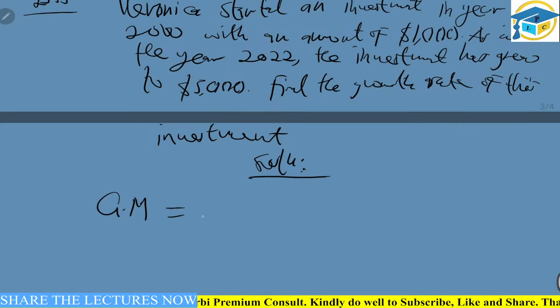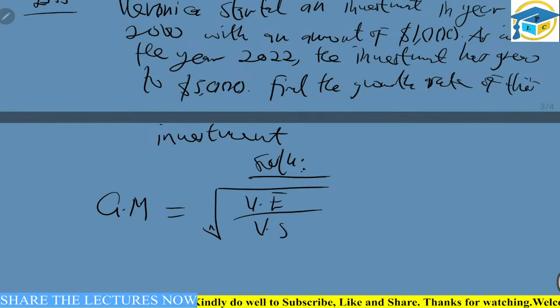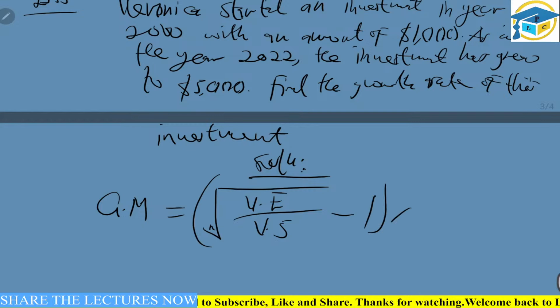So that will mean that for us to find the solution, it should be equal to the nth root of the value at the end divided by the value at the start, minus 1, multiplied by 100. Are we there? All right.